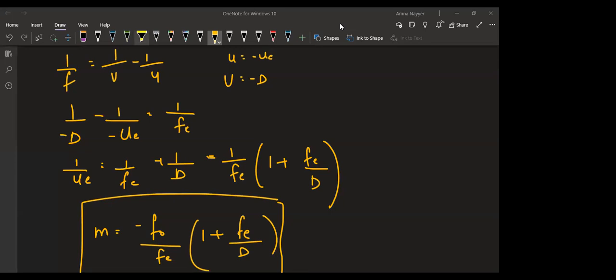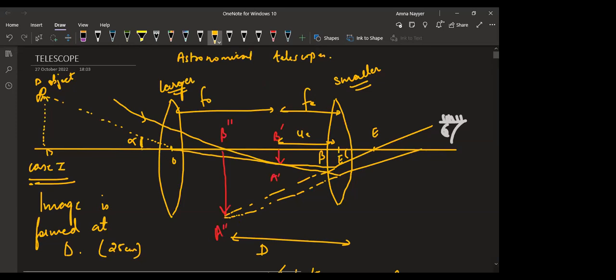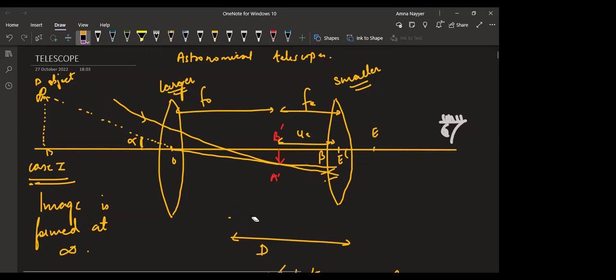Class, for the second case also, the second case that you have is when the image is formed at infinity. The earlier one was the case where the image was formed at the least distance of distinct vision. If your image is formed at infinity, here this image will not be there. This image won't be at the least distance of distinct vision. Rest of the things will be the same.